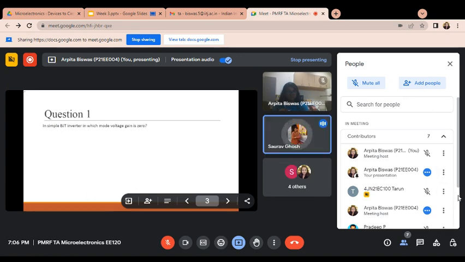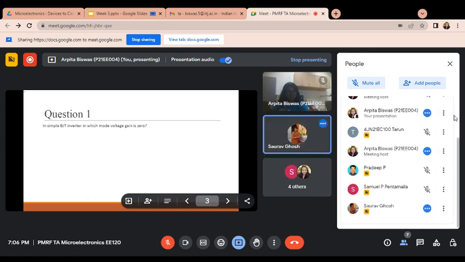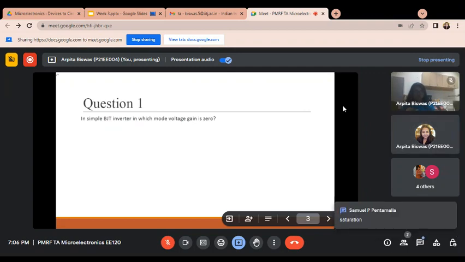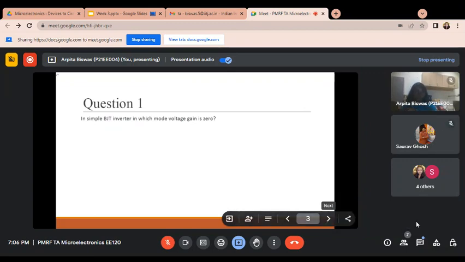Ma'am, common collector mode. Actually, I'm talking about active mode, saturation mode, and cutoff mode. Okay, ma'am. So in which mode is the voltage gain zero in a simple BJT inverter structure? That is saturation mode. Okay. Anyone else?